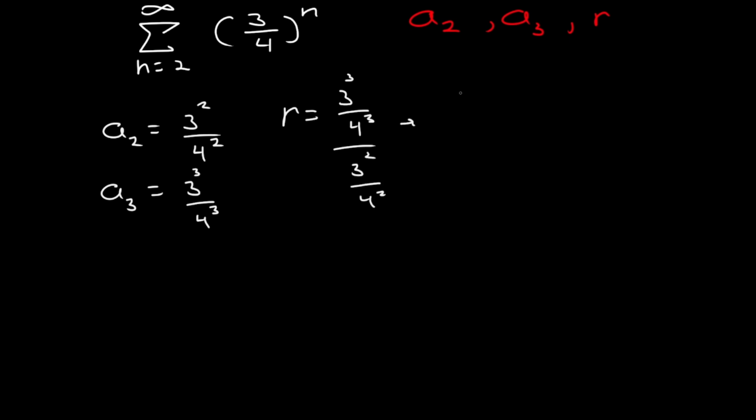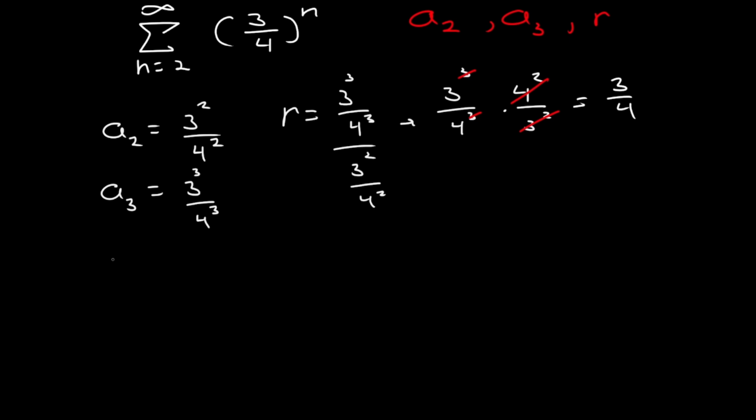divided by 3 squared divided by 4 squared. We can multiply by the denominator's reciprocal to get 3 cubed divided by 4 cubed times 4 squared divided by 3 squared. We can cancel out the 3 squared and the 4 squared, and we can get rid of these exponents through simplification, leaving us with 3/4. And that's our r.